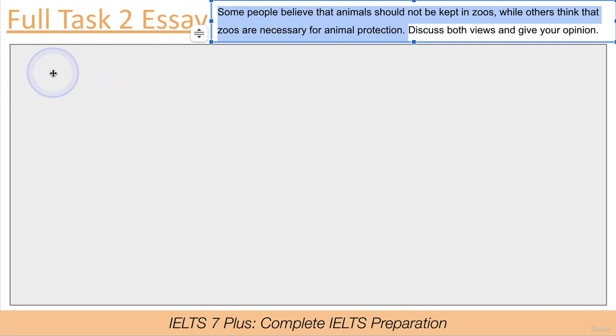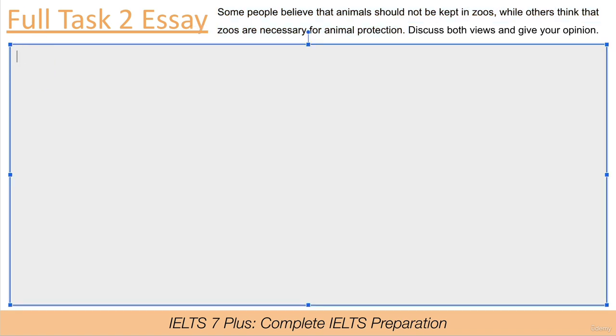Some people believe that animals should not be kept in zoos, while others think that zoos are necessary for animal protection. Okay, so some members in society have the opinion that creatures should not be kept in zoos, should not be confined to captivity.